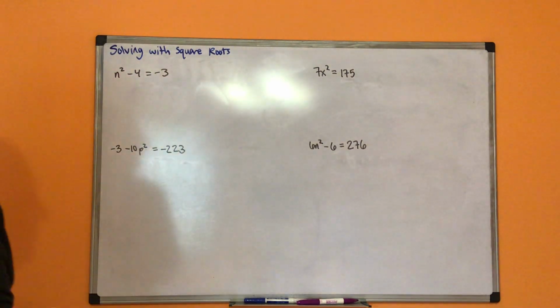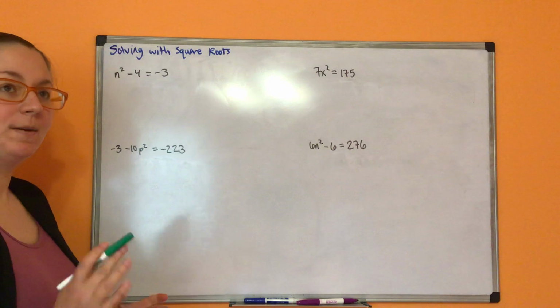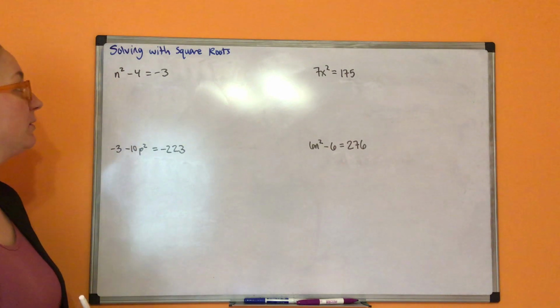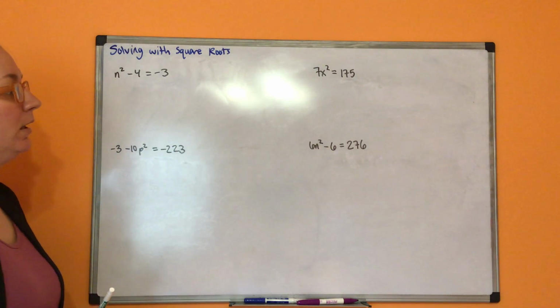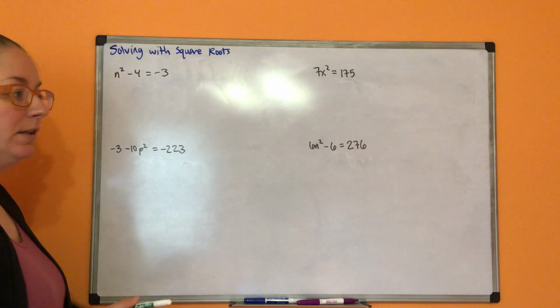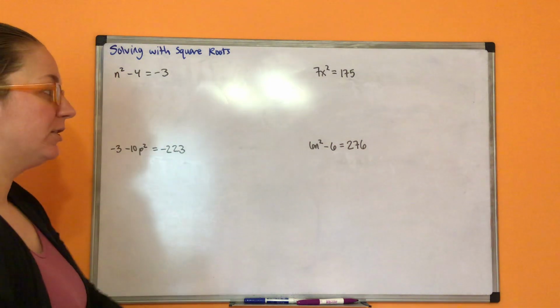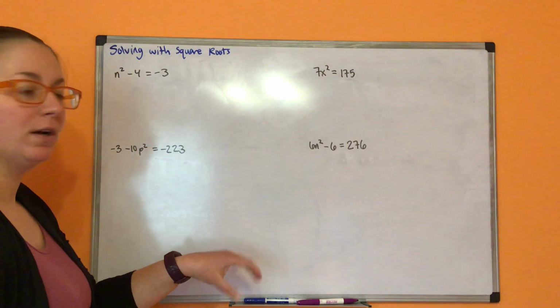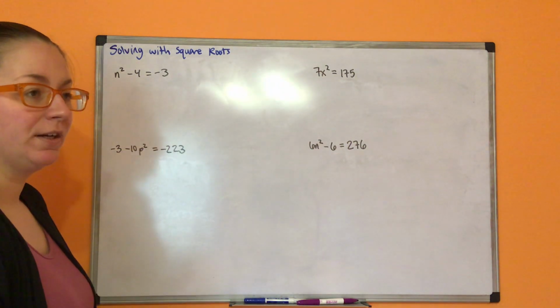Today we're going to look at a special method we have for solving some quadratics if they're in the right format, which is solving by using square roots. This method works if you're able to get just x squared on one side of the equation, or n squared, or whatever your variable is squared, and then just a number on the other side.